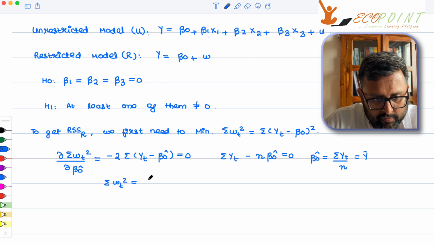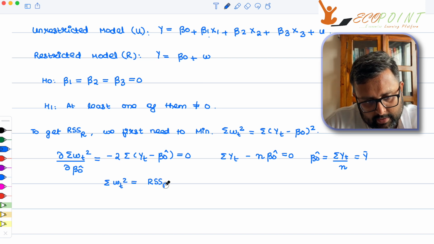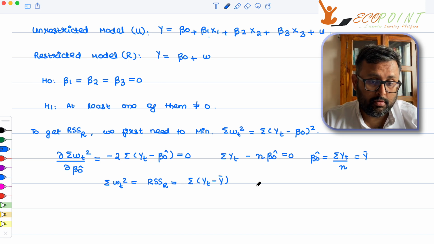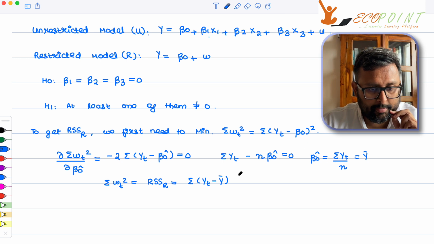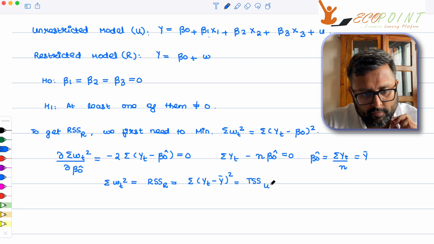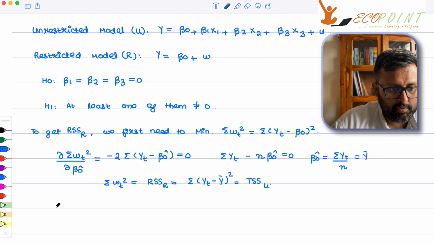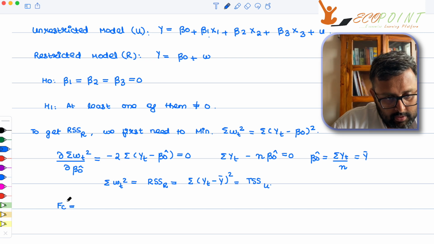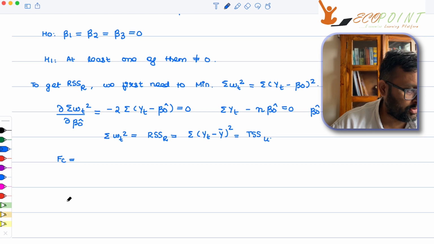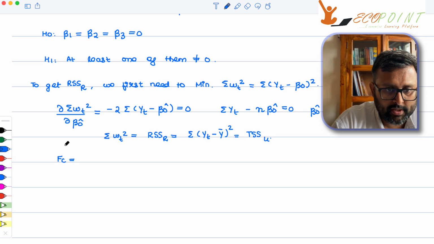So what is the summation of this? That is nothing but RSSR. That is summation of yt minus y bar whole squared. Instead of beta naught, you'll write y bar. But what is summation of yt minus y bar squared? The total sum of squares of the unrestricted model. Right? Guys, this is not the entire lecture on this. I'm just trying to solve the question, so there are many things in between which are going on.